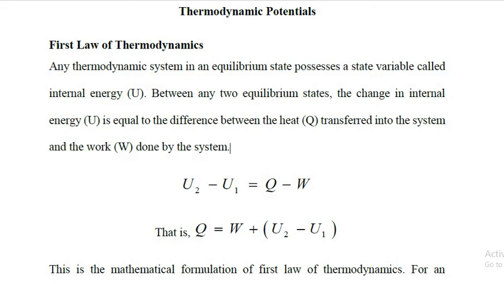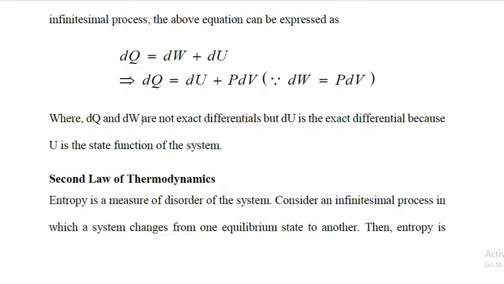The second law of thermodynamics is related to entropy. Entropy is a measure of the disorder of the system. So consider an infinitesimal process in which a system changes from one equilibrium state to another equilibrium state. You know what an infinitesimal process is? It is a very small process that happens in the system.